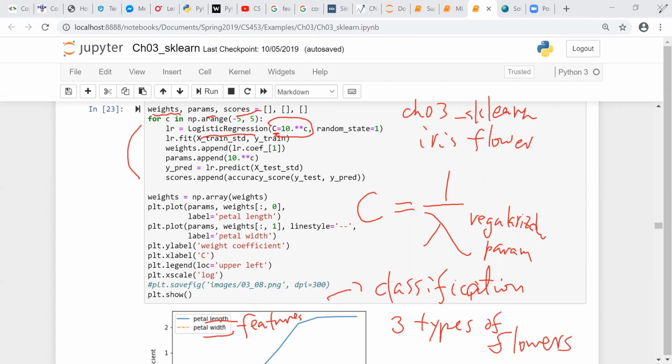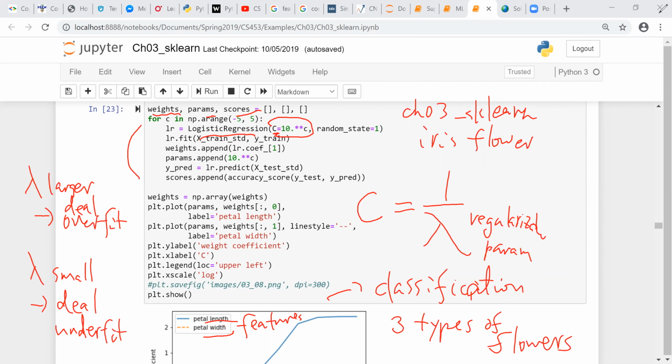So previously we said a larger lambda can deal with the overfitting problem, and a smaller lambda deals with underfit.